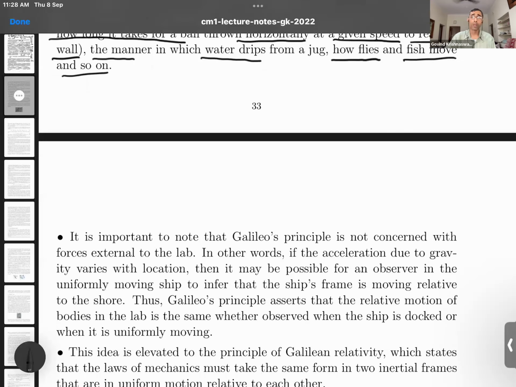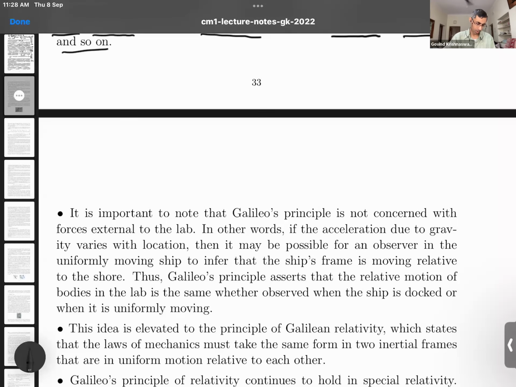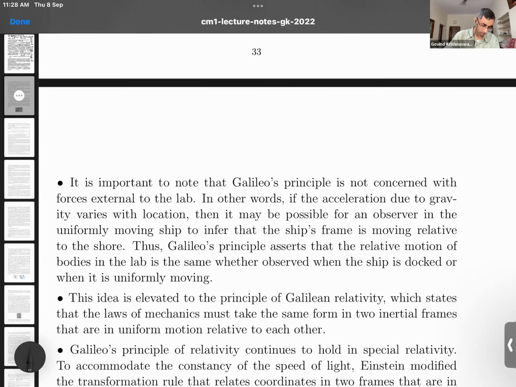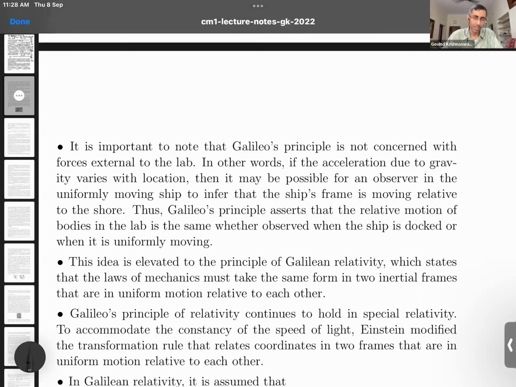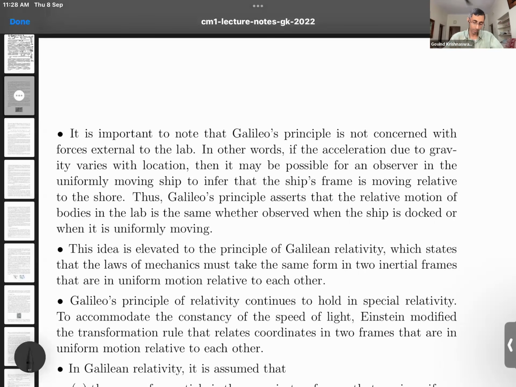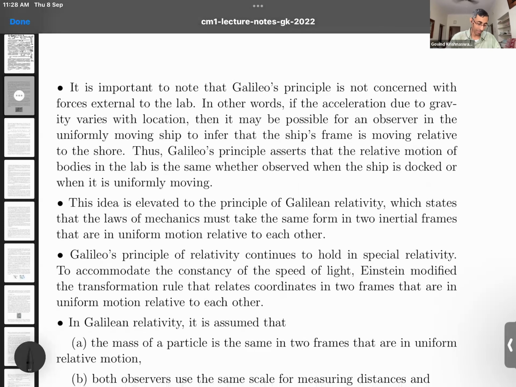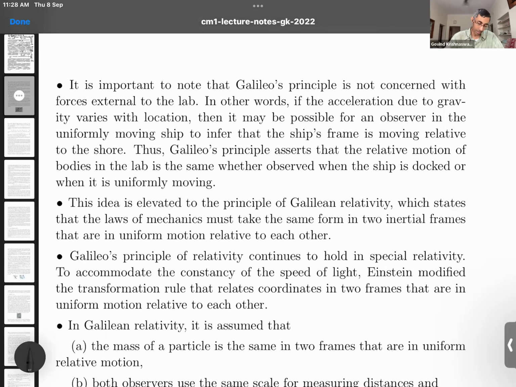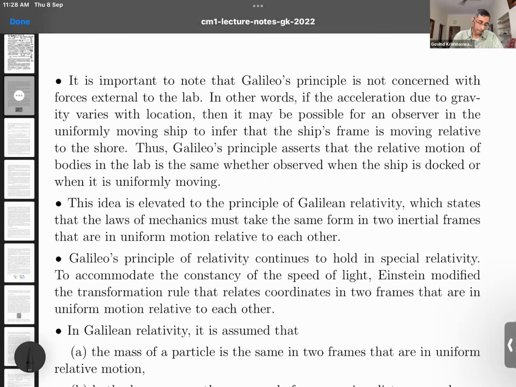A Dialogue Between Two Chief World Systems. It's an interesting book where he presents his arguments, and it's all done in third person. He doesn't say what he's saying. He says this person is saying, that person is saying, and they two are having a debate, and thereby he conveys his ideas. Anyway, we'll talk about that another time.